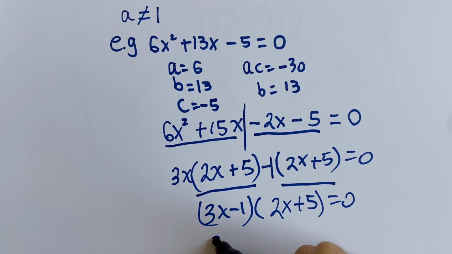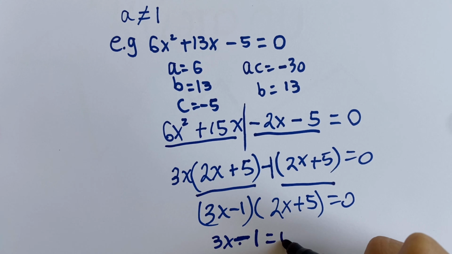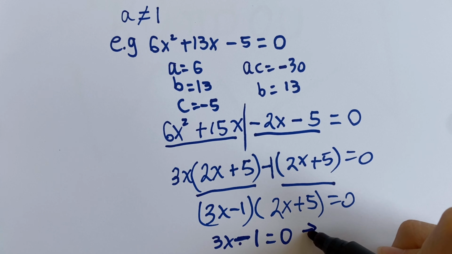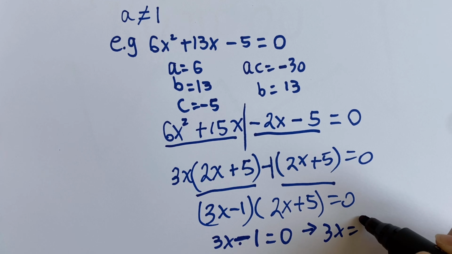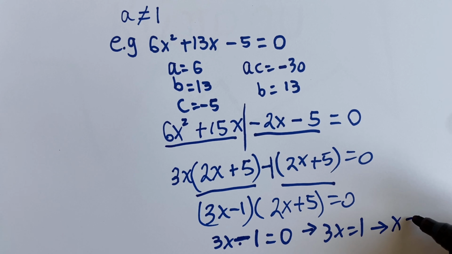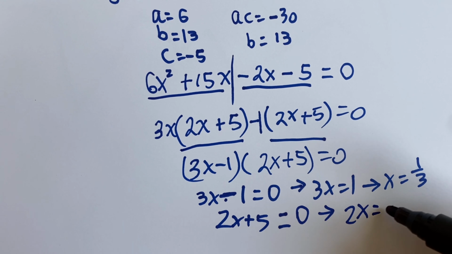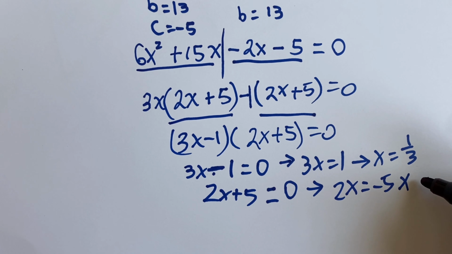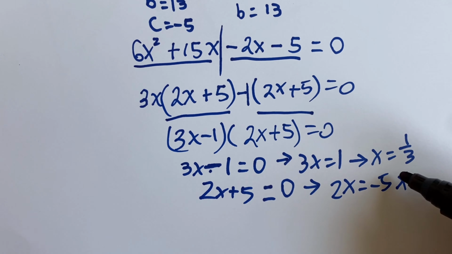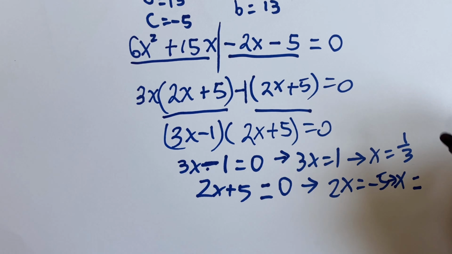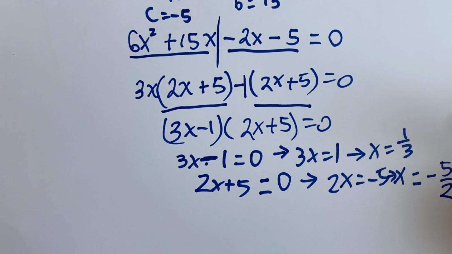You would set 3x minus 1 equals 0. Then you know that 3x equals 1 and x equals a third. Then you would know that 2x equals minus 5 and that x equals negative 5 over 2. So that's the solution for x.